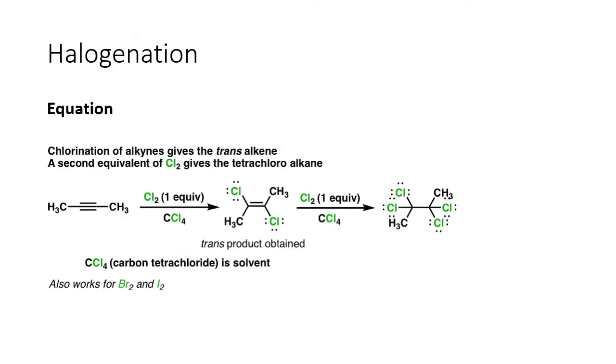The mechanism for halogenation of an alkyne is very similar to hydrohalogenation of an alkyne. It's going to depend upon if we use one equivalent or 2 equivalents. If we use one equivalent, we're going to observe alkenes forming. If we use 2 equivalents, we're going to form alkanes.